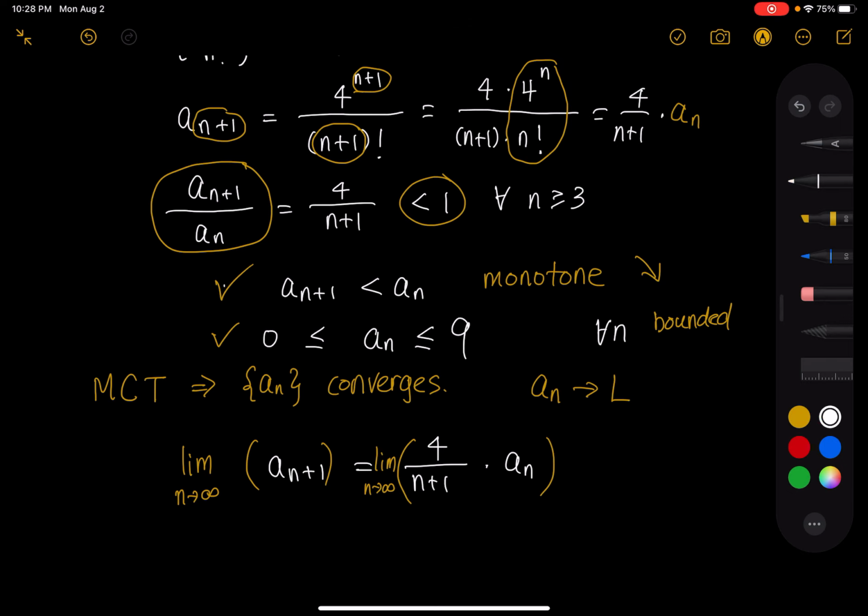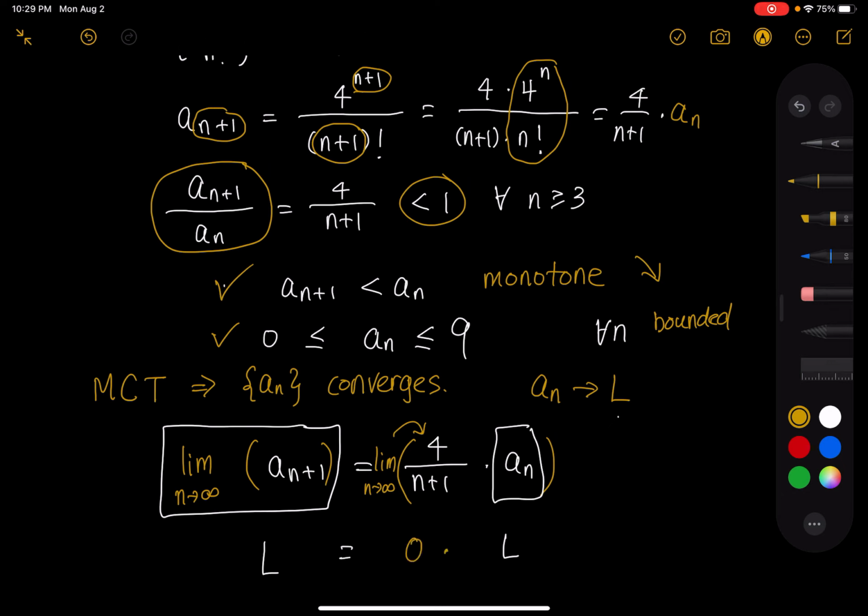Because the monotone convergence theorem guarantees that the sequence converges to L, the left piece is L, and this piece is also L. Now what is the limit of 4 over n plus 1? 4 over infinity is 0. So we have L equals 0 times L, and 0 times anything is 0. That tells us L equals 0. So this sequence a_n converges to 0. That's how we prove it.